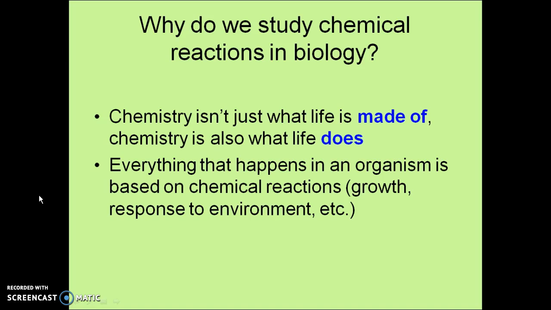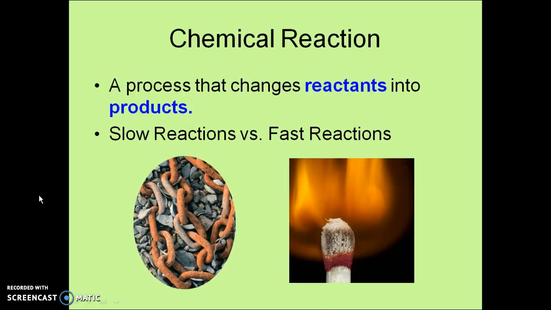In biology class, we often study chemical reactions because a lot of the life processes that our bodies undergo to grow and develop and simply to live day-to-day life involve chemical reactions. Now, a chemical reaction is a process that changes some reactant molecule that you start with into a product molecule that you end with. There can be very slow reactions and also very quick reactions. An example of a slow reaction is how iron rusts, and a very fast reaction might be when you strike a match and it lights on fire.